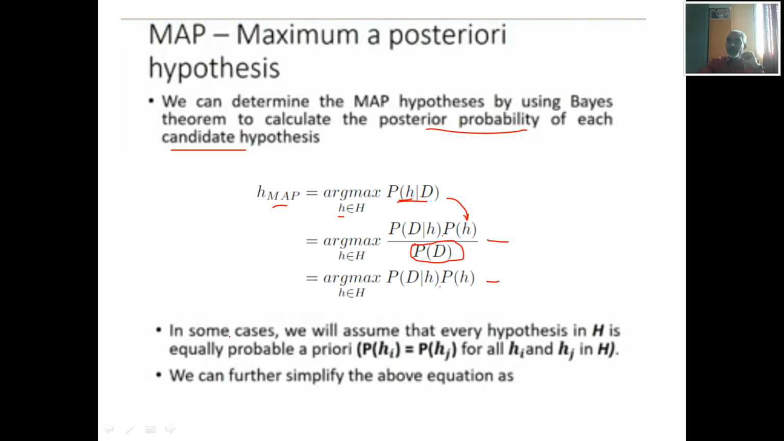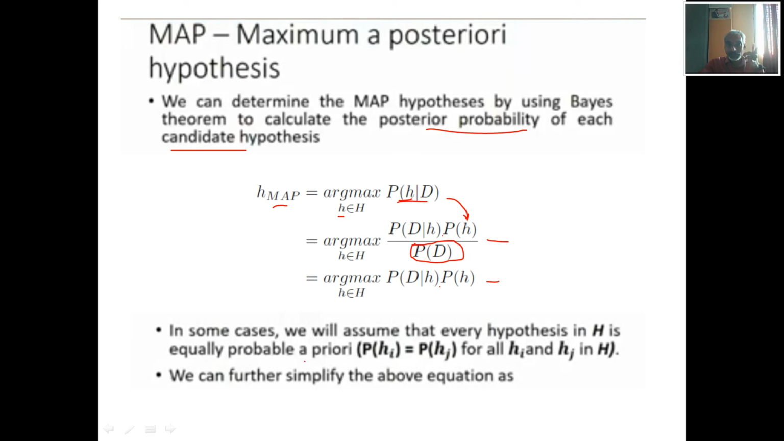Now in some cases, we assume that every hypothesis in H is equally probable, right? In some cases, as we said, when you are rolling a dice, the probability of getting 1 is 1 by 6, the probability of getting 2 is also the same, the probability of getting 3 is also the same, right?